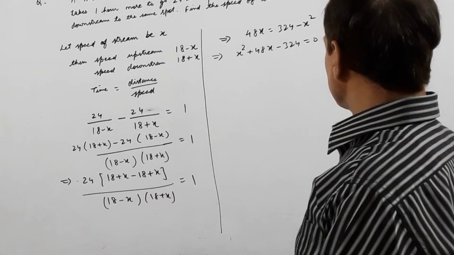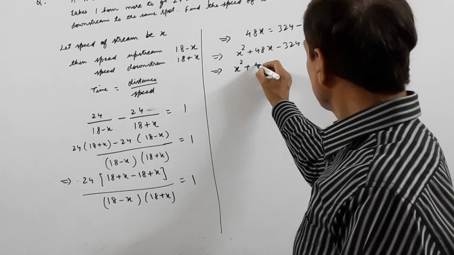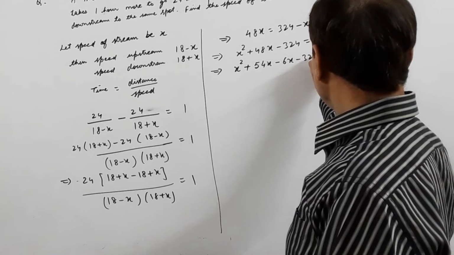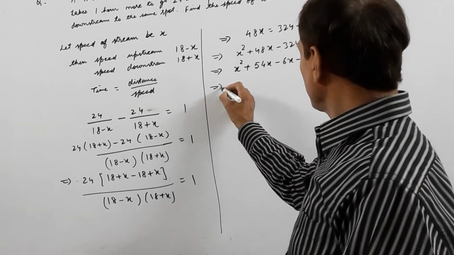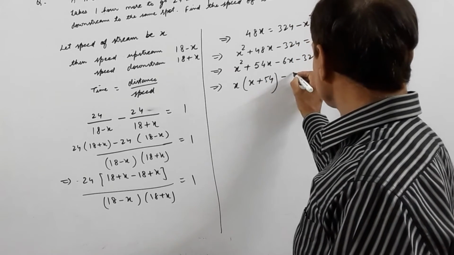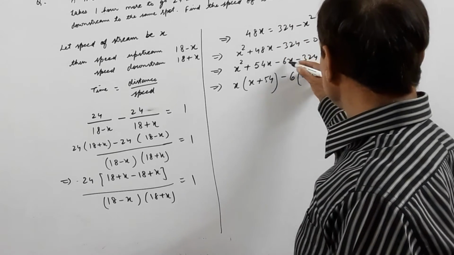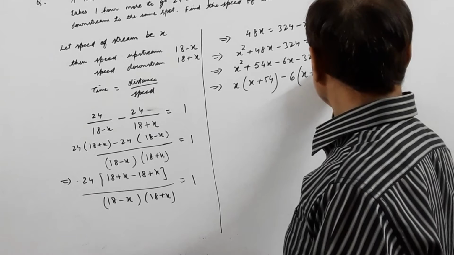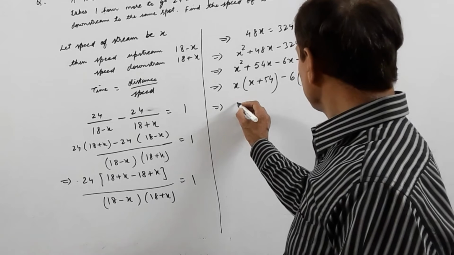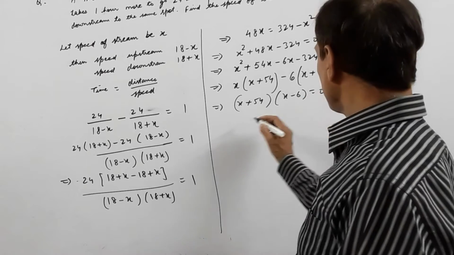Now we split the middle term and factorize it. So x square plus 54x minus 6x minus 324 is equal to 0. It implies taking x common, x plus 54, minus taking 6 common, x plus 54. It further implies that x plus 54 and x minus 6 is equal to 0.